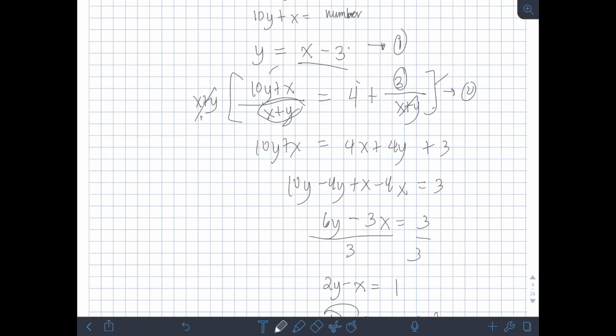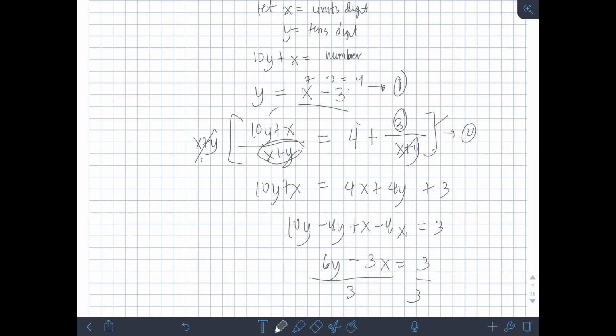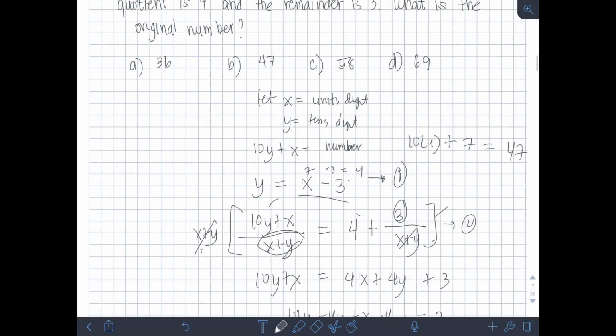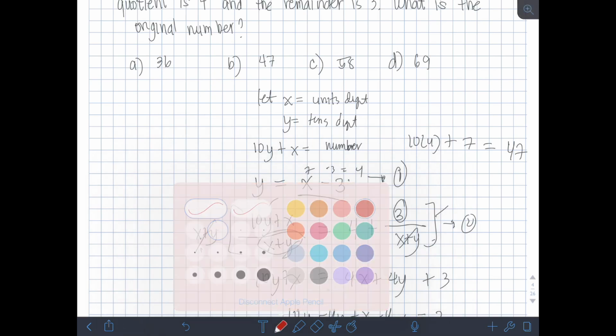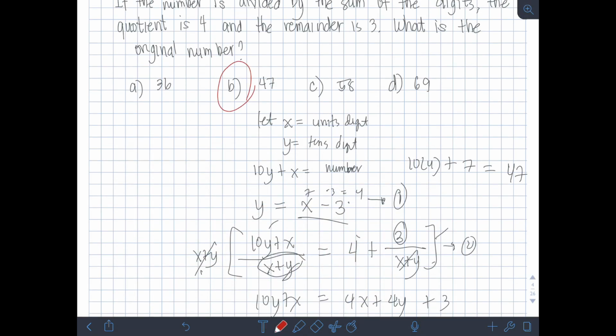So, when x is equal to 7, therefore, y is equal to 7 minus 3 is 4. So, therefore, the number is, y natin is 4. So, 10 times 4 plus x natin is 7. So, we have 10 times 4 plus 7 is 47. So, the answer is letter B. Okay? Anyway, for more problems about this, meron akong video about Algebra 3, Part 1 and 2. So, pwede nyo i-check yon.